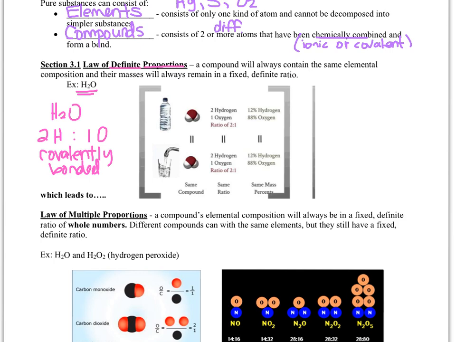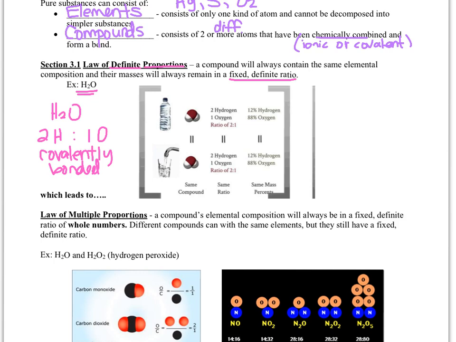So we can be talking about one individual atom, or I could be talking about moles of atoms, large quantities, swimming pools worth of water, right? Doesn't matter. So the key is that a compound is always going to have the same elemental ratio or composition, so their masses will also remain in that same fixed or definite ratio. Super easy. To be water, it has to have two hydrogens and one oxygen. It doesn't matter how much water I have, it's still two hydrogens, one oxygen for every molecule.